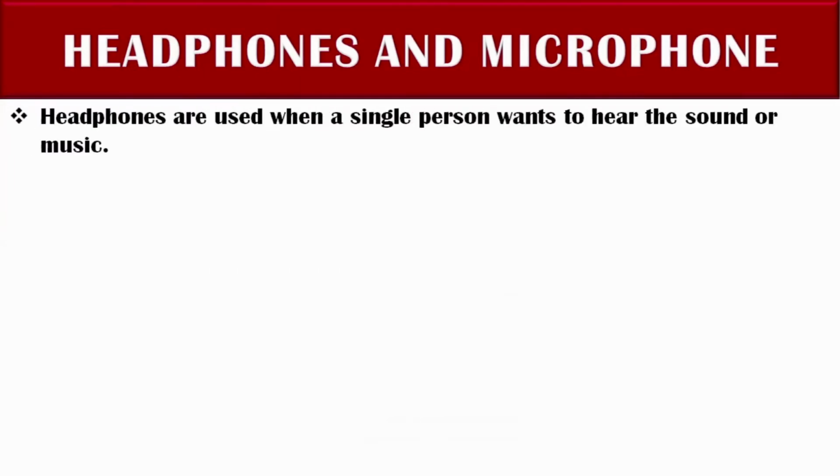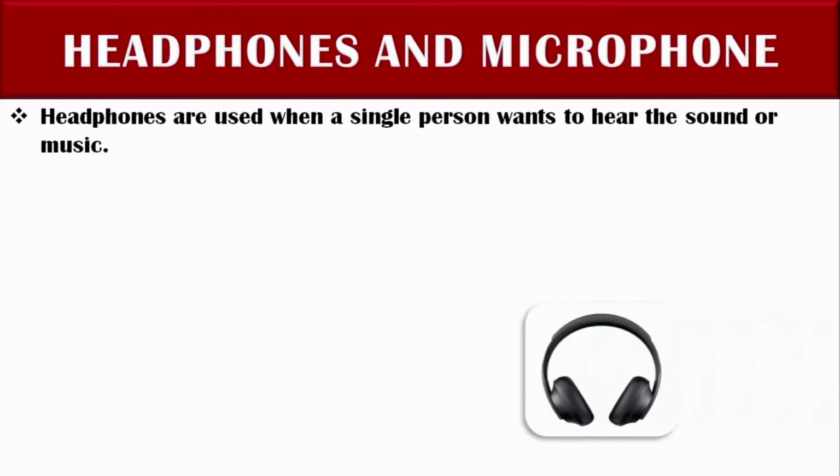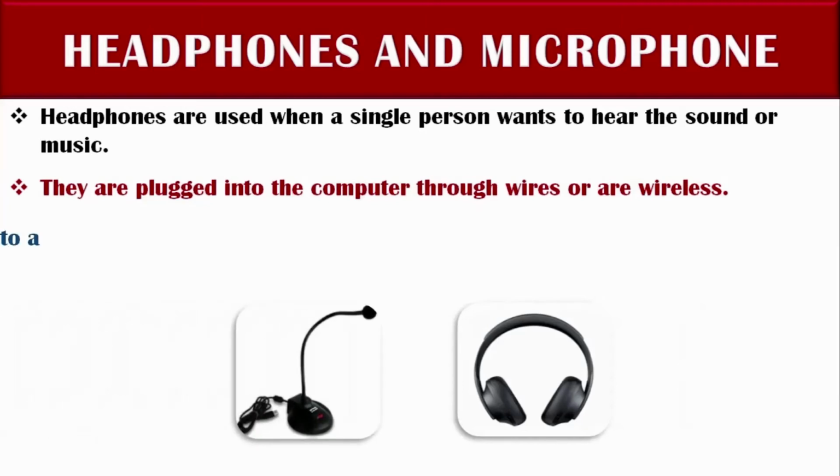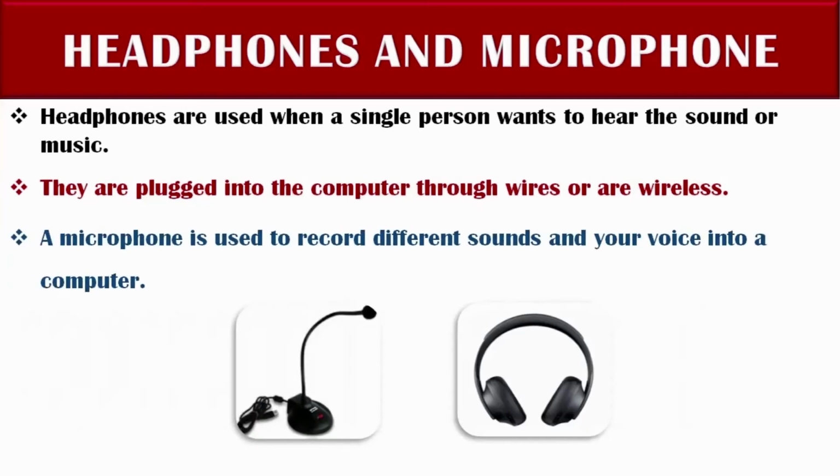Headphones and microphone. Headphones are used when a single person wants to hear the sound or music. They are plugged into the computer through wires or are wireless. A microphone is used to record different sounds and your voice into a computer.